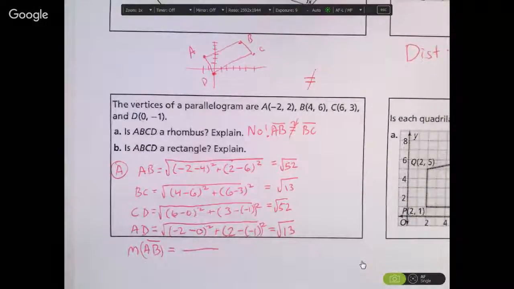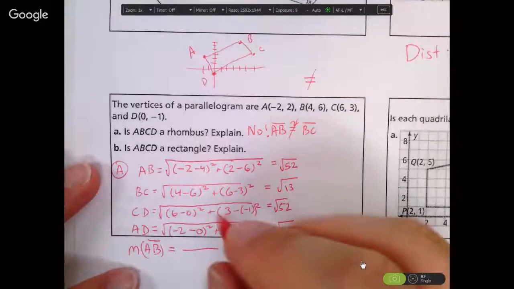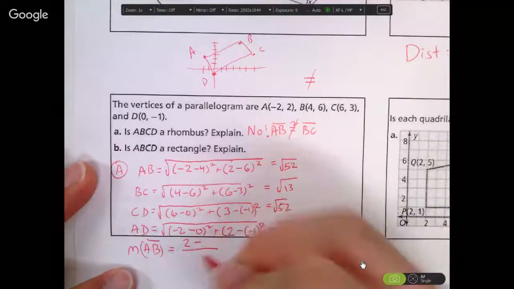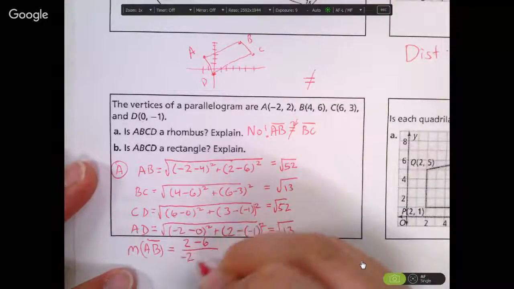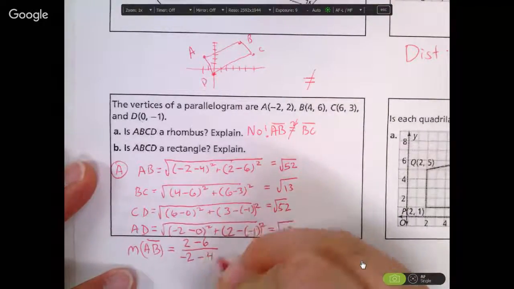But we just gotta do perpendicular. How do you figure out AB? I'm not going to trust my graph, because if I go on my graph, I'm going to make a mistake. You have to do change of y's over change of x's. So 2 minus 6 over negative 2 minus 4.